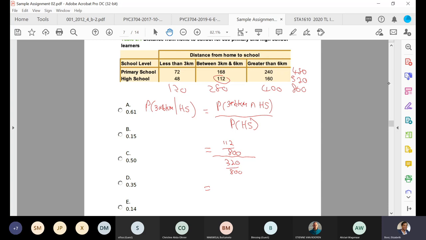Remember the math: this is division, so we keep the first fraction, we change the sign of the division to a multiplication, and we swap. 800 comes to the top and 320 goes to the bottom. And 800 and 800 cancel, and you are left with 112 divided by 320. So in a way, if you are able to remember, you can say it is the joint divided by the simple. That's the easy way to remember that. Joint divided by simple. What do you get? It's 0.35. So D is correct.